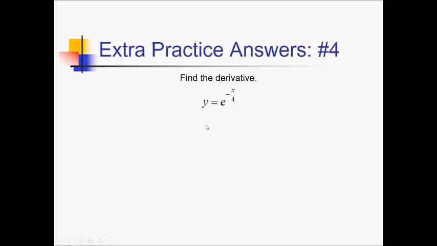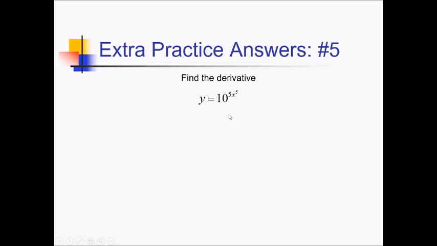To take the derivative of this function, we're just going to use the chain rule. I have the derivative of e to the something, which is e to the negative x over 4, so that's the outer derivative. And we'll just multiply by the derivative of negative x over 4, which is negative 1/4.